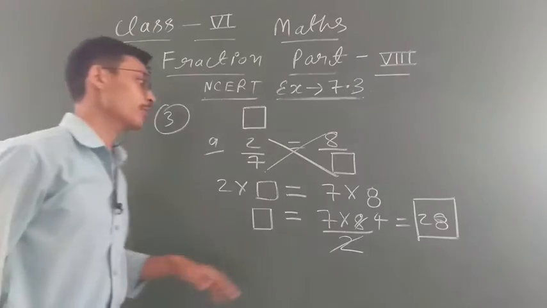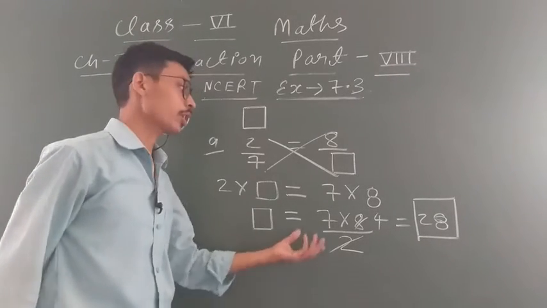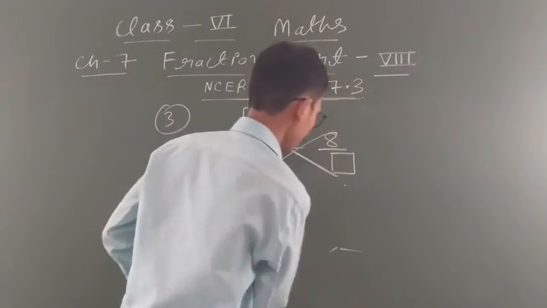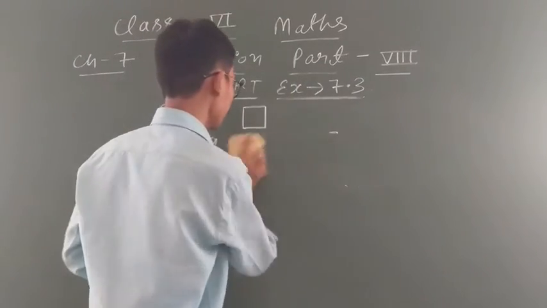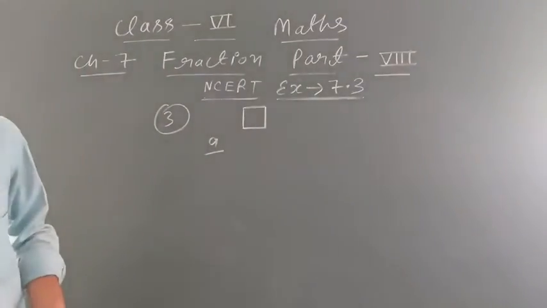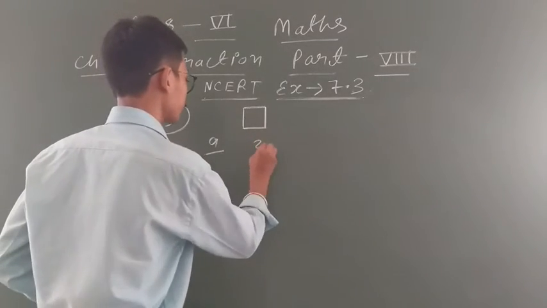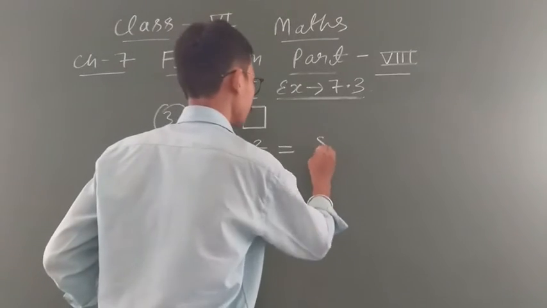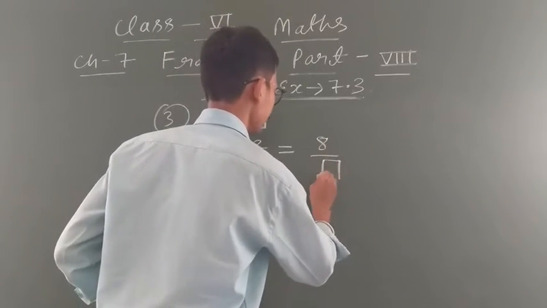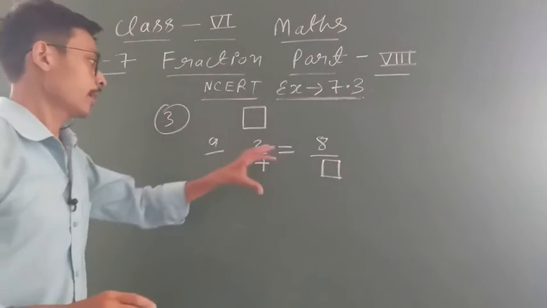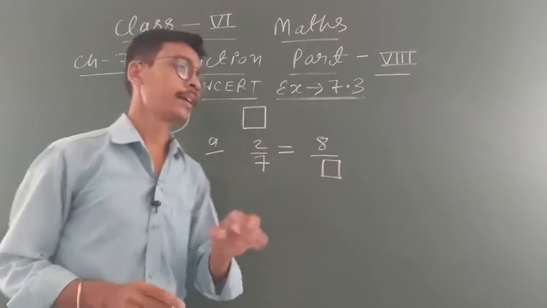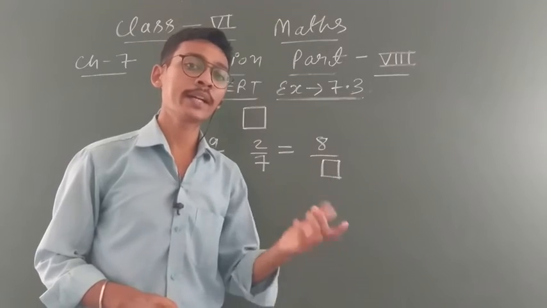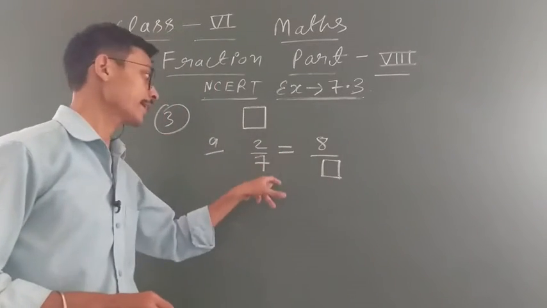If you talk about the second method, how will we use this, student? See, second method is also very easy. Only you have to see it very carefully. Like 2 upon 7 is equal to 8 upon box. It is given, student. Okay? So what I am saying, see it very carefully and listen. 2 upon 7 and 8 upon box.